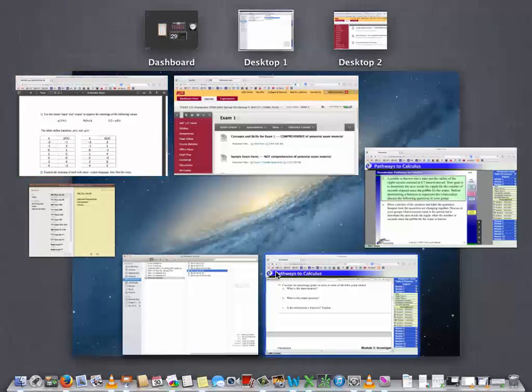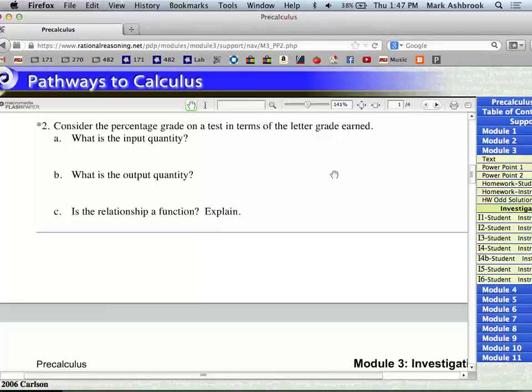Okay, so our rule in a function definition is in terms of the input. So when you say percentage grade in terms of the letter grade earned, what is the input? Letter grade. Okay, and what's the output? The percentage. So now what question do we ask to see if this is a function?